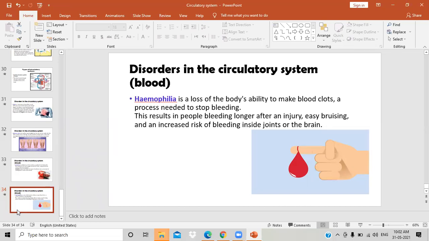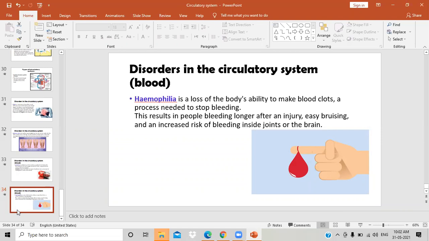The problem is that if they have a major injury, like if they are in a car accident, this will be a very, very dangerous problem because they will keep bleeding non-stop. So the problem will not be the injury. The problem will be that they are losing a lot of blood.